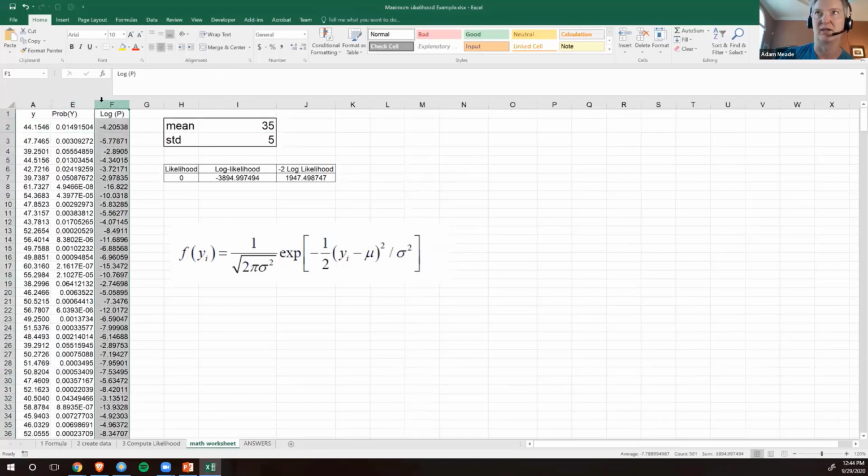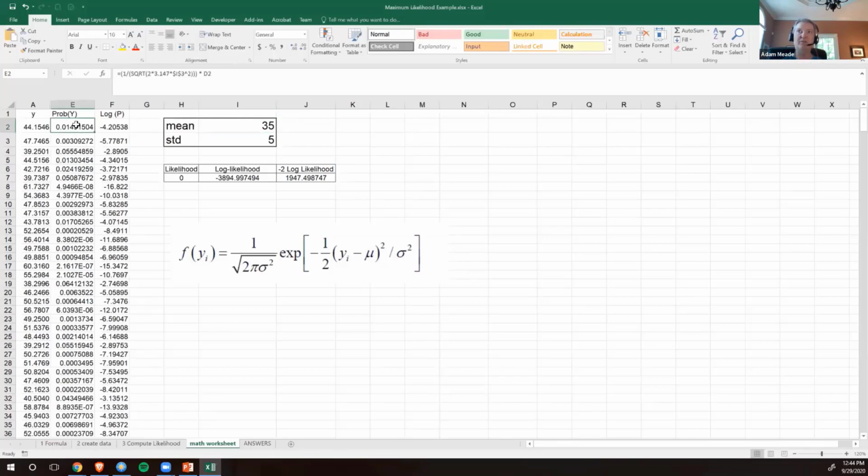You can ignore this column for right now. If the population mean is 35, and I just made that up arbitrarily, that's completely my choice, how likely are we to see a 60? Well, not very likely, right? Okay, everybody understand what these numbers represent? It's how likely you are to see a number like this if this is the true mean of a normal distribution and these numbers follow a normal distribution.